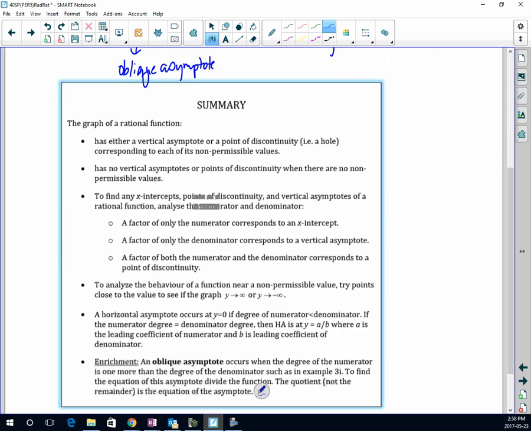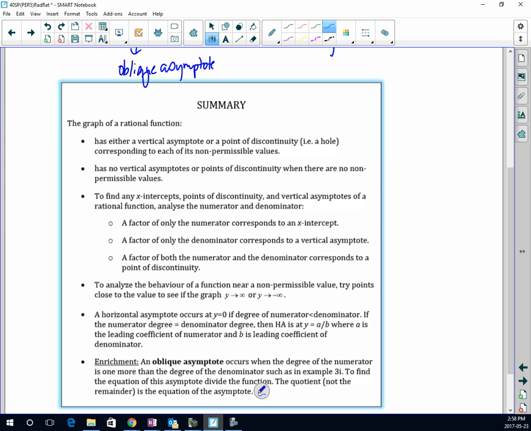So I want you to go over this summary. This is what we were supposed to get from this analysis. To get a vertical asymptote or a point of discontinuity, you have to have a non-permissible value. If you don't have a non-permissible value, you're not going to get any of those. A graph has no vertical asymptotes or point of discontinuity if there's no non-permissible value. So they're basically saying the same thing.